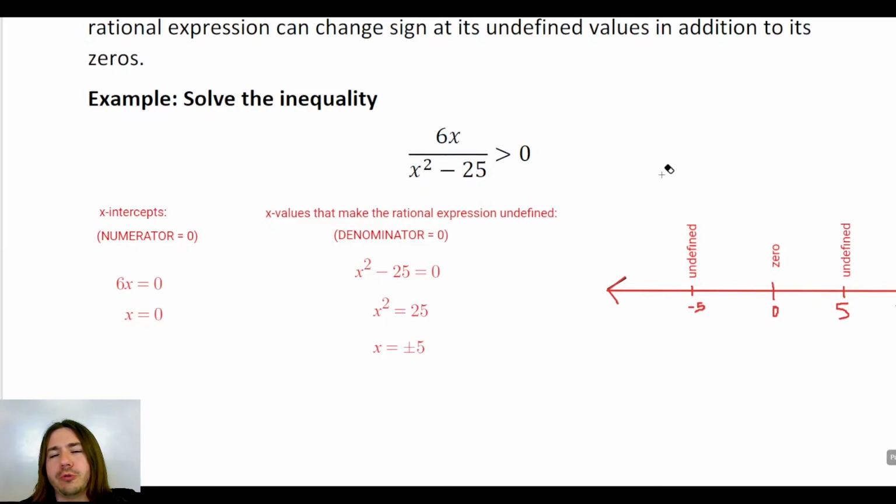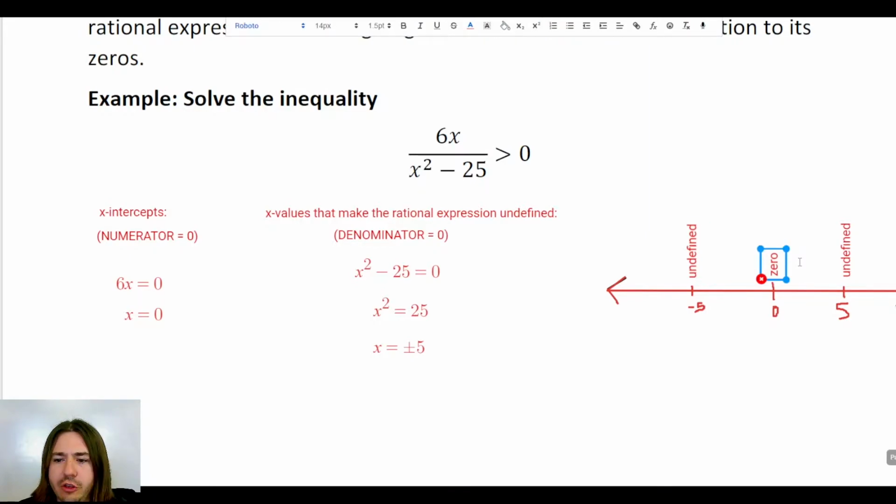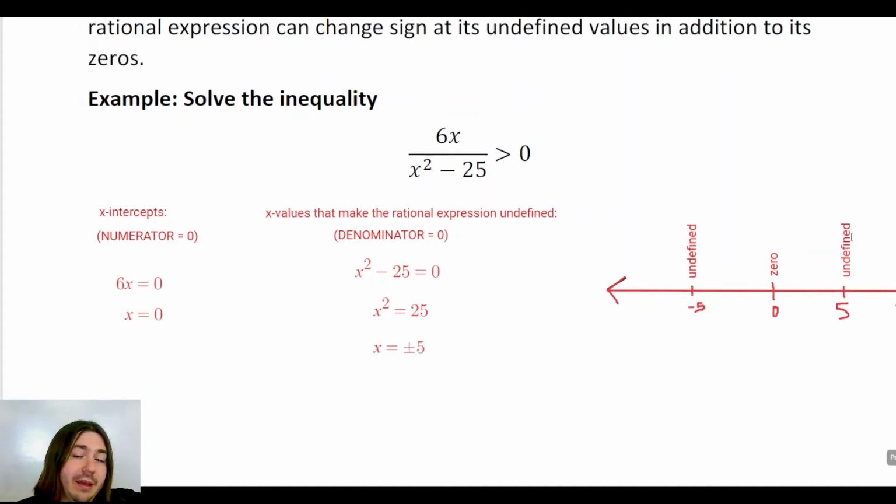And so I just want you to get in the habit of every time you label your graph or your number line here, you make a note on whether or not these numbers are places that make the rational function undefined or make it equal to 0. Now once we have our number line set up, we are going to pick some representatives. So remember, these are numbers that exist inside the intervals.